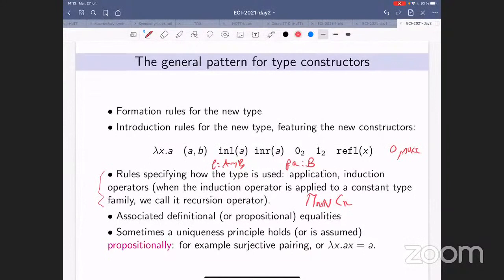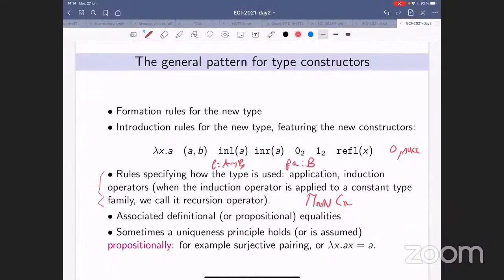And so far we have seen only definitional equalities in the definition of type formers. Tomorrow or the day after tomorrow, we will see an example, which is the example of the circle. This is a higher inductive type that we will see, in which there will be a recursion principle, an induction principle, and there will be one definitional equality associated with it and one propositional equality.